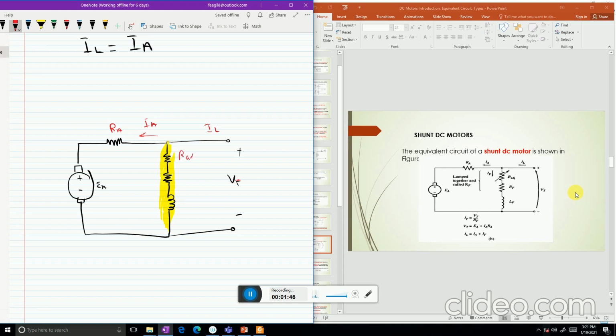If this is all adjustable, this one is the field resistor, this is the inductor, and this one is the field coil. So for these motors, the shunt DC motor, there is only one power supply which supplies current to the armature circuit and also to the field circuit for generation of flux.